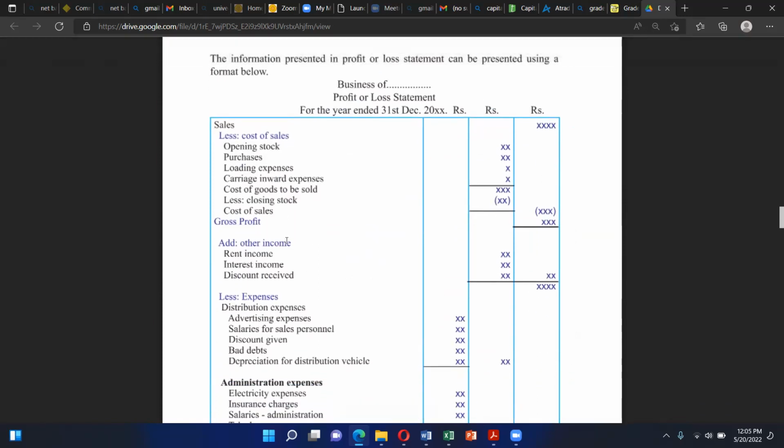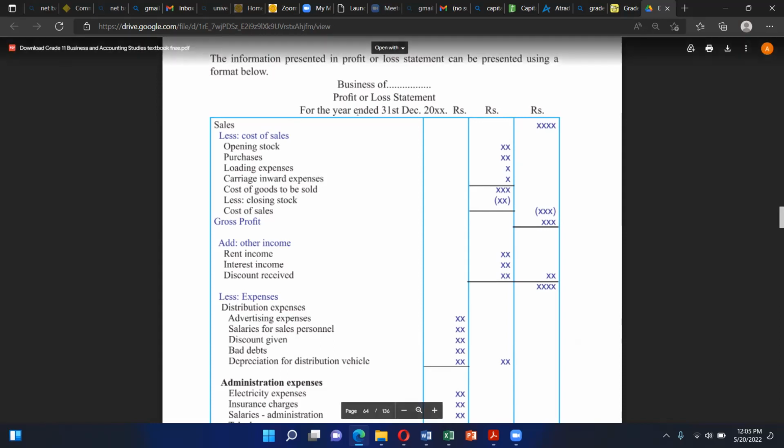You don't need to write, just get an idea how you prepare the profit or loss statement. And the format is business of whoever, Mr. Yasindu or whatever, business of Yasapala or whatever. Profit and loss statement for the year end. This part is crucial. For the year end.